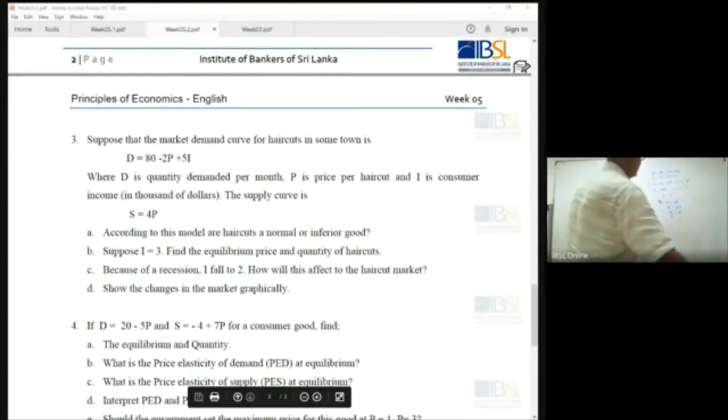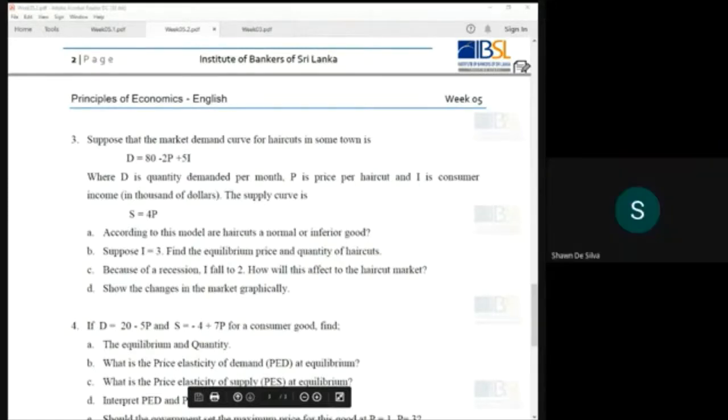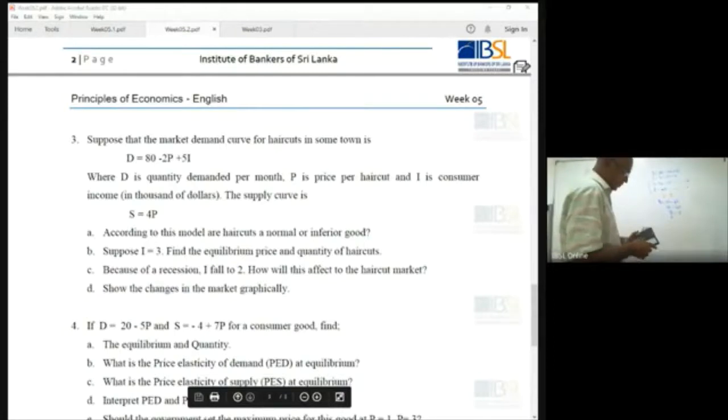95 divided by 6. 15.83. Yes, 15.83. Good. Dollars per haircut, you have to spend $15.83. This is from one of the US books. The $15 per haircut. Quantity, how much?